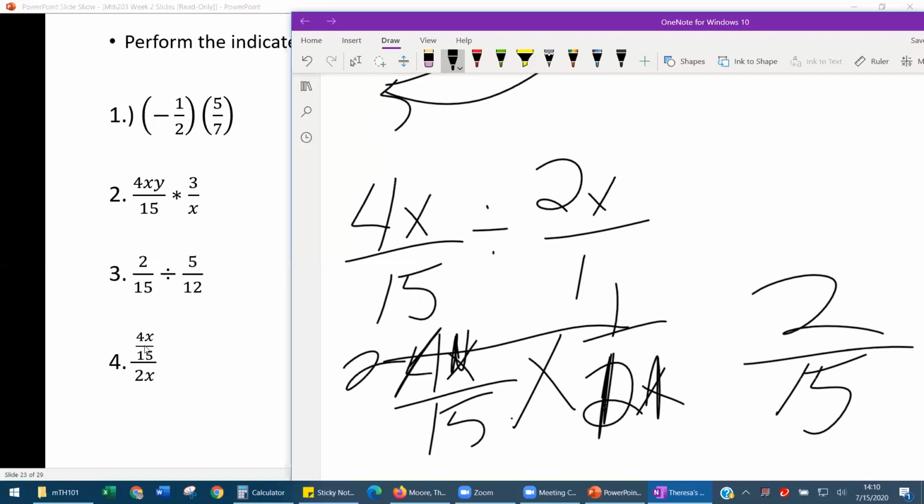So don't be scared when you see a mixed or a complex fraction like this. Rewrite it as a division problem. It looks a little less intimidating when you rewrite it.